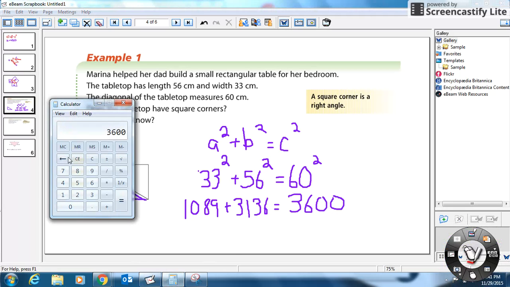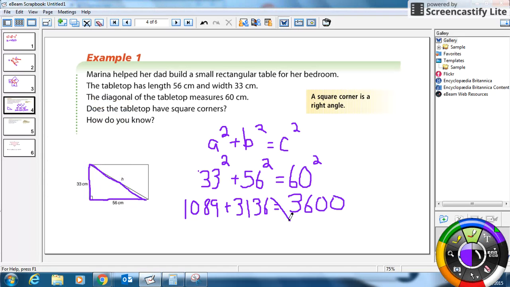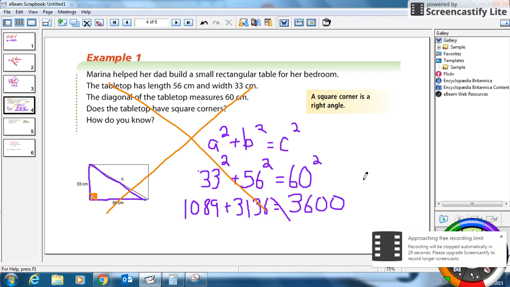Let's go back to our calculator. 1,089 plus 3,136 equals 4,225. So is this equal to 3,600? Nope. So guess what? I'll go orange. This is not an example. This isn't square right here. That's not a square angle, so you can't have that sign there. Okay. Wow, let's see if we can actually find one that works.